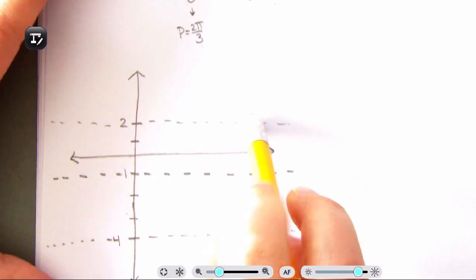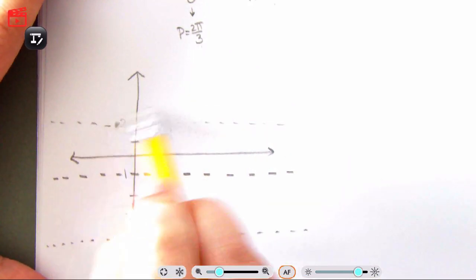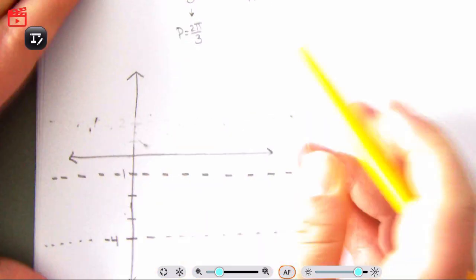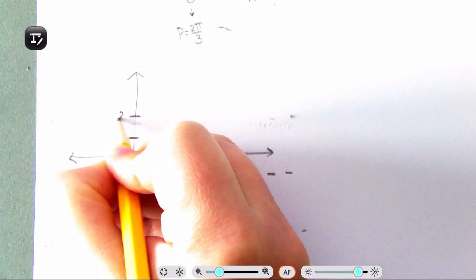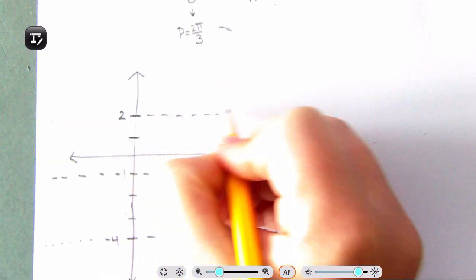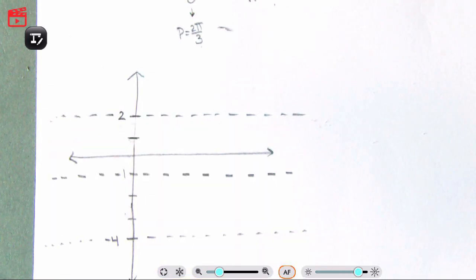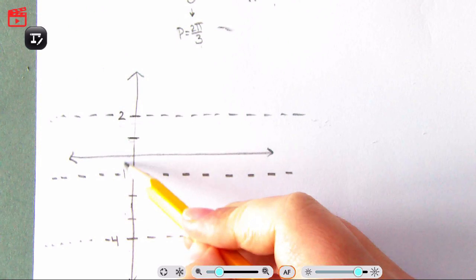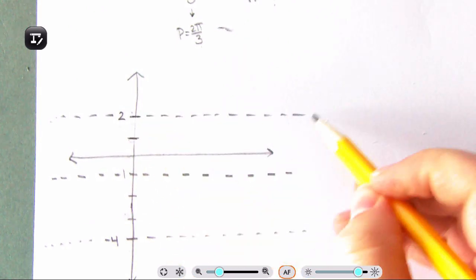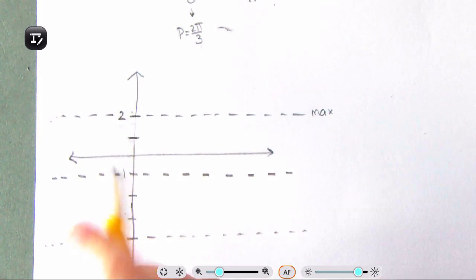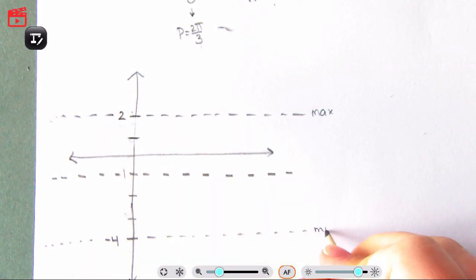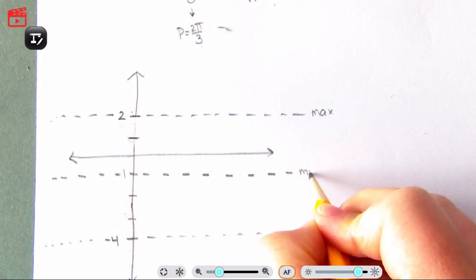And just to make it look the same, I'm actually going to make this a little bit larger. Okay, so there we go. So we have 1, 2, 3 jumps. We have our max. So when it's asking you what is your max, the maximum is at 2. Your minimum is at -4. Your midline is at -1.